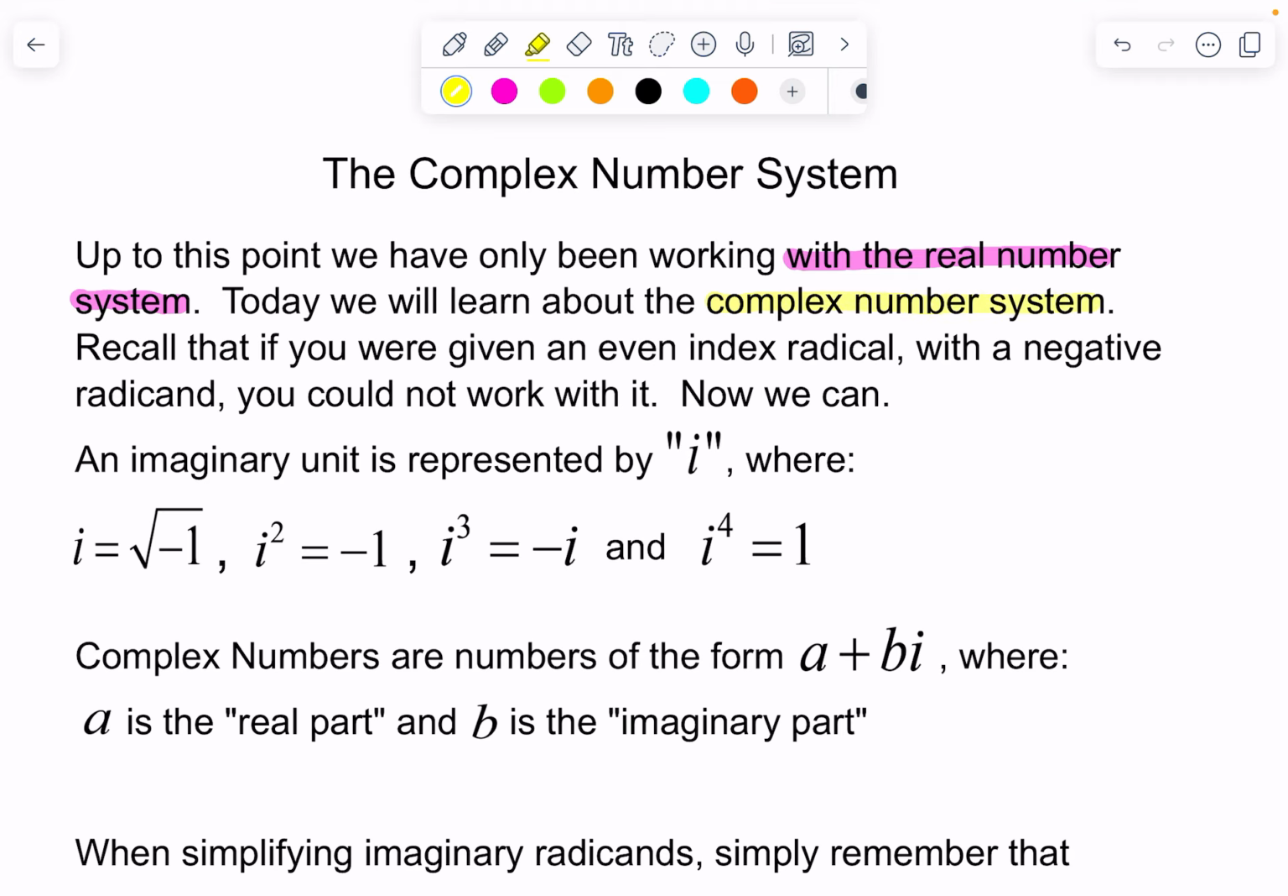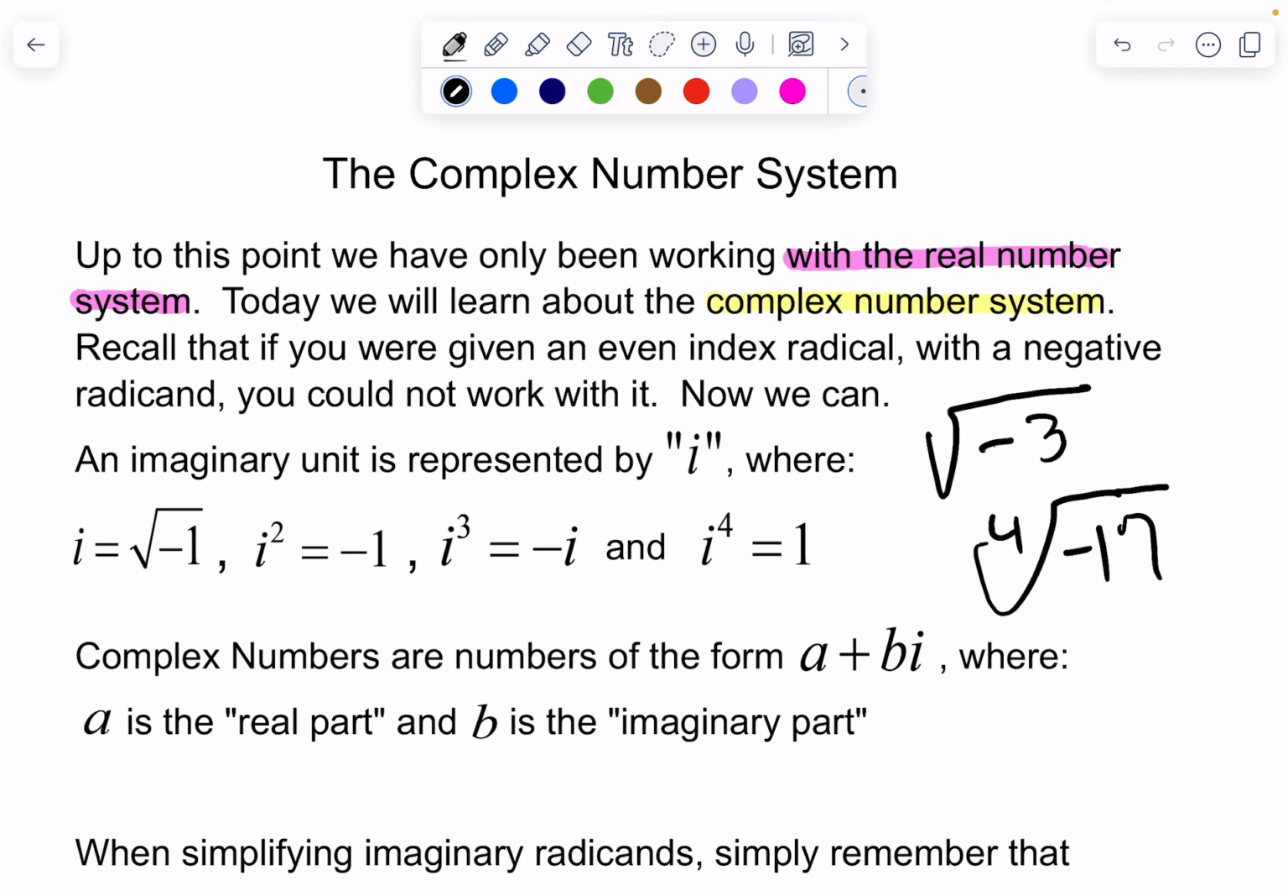Now, let's try to go back in time. Recall that if you were given an even index radical with a negative radicand, in other words, the square root of -3 or the fourth root of -17, those are even indexed with a negative radicand. You couldn't work with that. That would be just what's called no solution, right? Or not real. You can't do it.